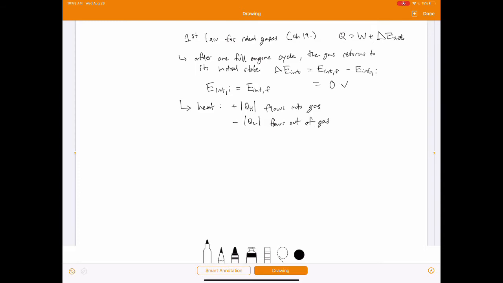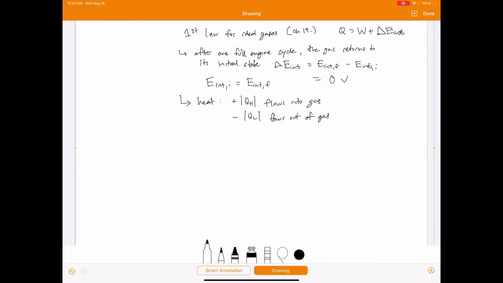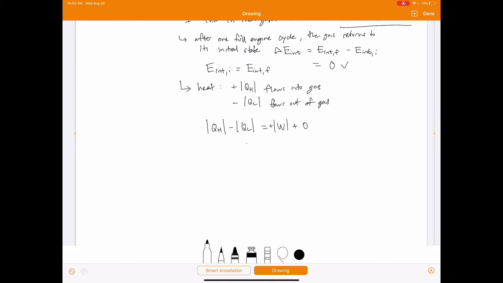So let's put this all together. We have Q equals W plus delta E internal. But what we did is we broke the heat up into two parts, so we have QH minus QL. Again, I'm using absolute values here just so we don't get confused about the signs. That equals the work. Here, I'll just say the absolute value of the work on this side, because the gas is doing positive work, plus 0 for delta E internal. So then I can write this as QH is equal to W plus QL.